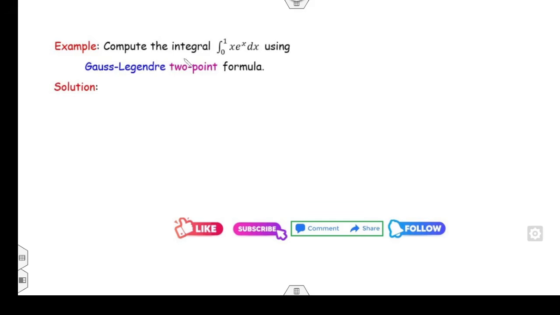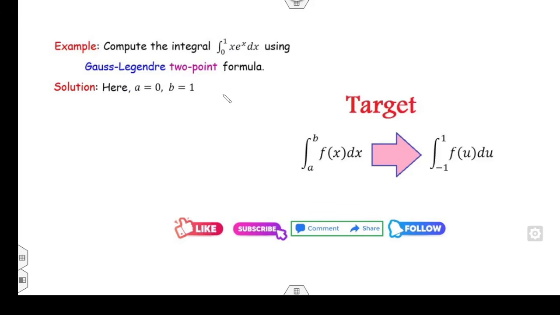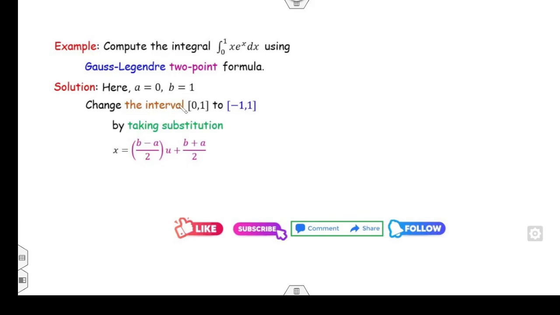Look at the next one. Compute the integral by using the 2-point Gauss quadrature formula. Again, the domain is not -1 to +1. So we can write a as my lower limit, b as my upper limit, and your target is to convert the domain to -1 to +1. Fine. So I can convert that interval 0, 1 to -1, +1 by using the substitution (b minus a over 2) u plus (b plus a over 2). So what is the dx? dx will be half of du. Fine. You can substitute in the given equation.